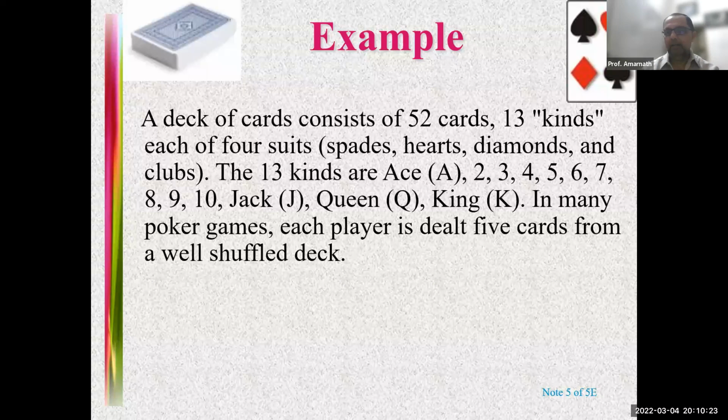So this is 52. Of course, you have jokers and all. Jokers are only part of some games, like Rummy or something like that. Otherwise there will be 2 jokers, so it will have 54 cards in the pack you buy and play with. But 52 cards are very much important.